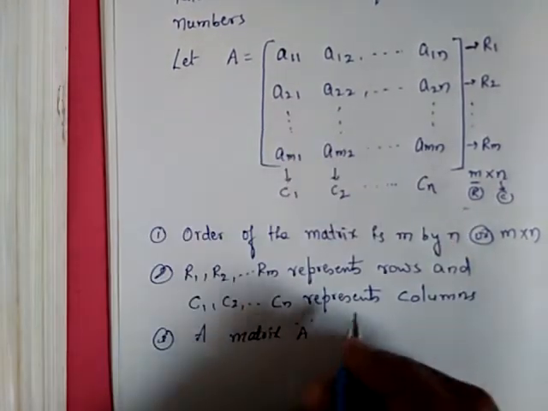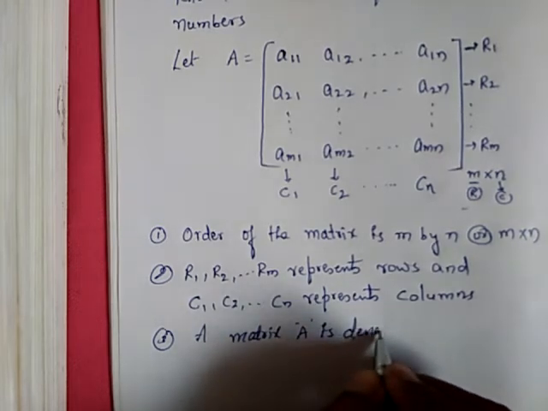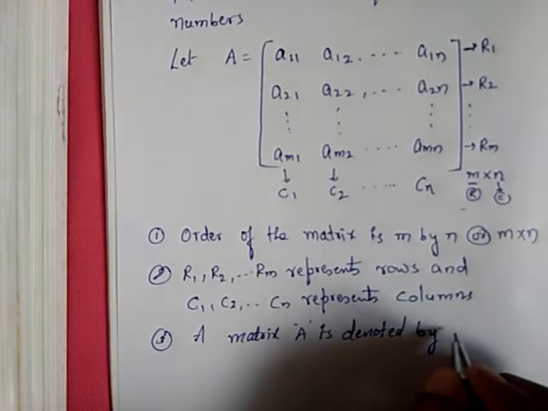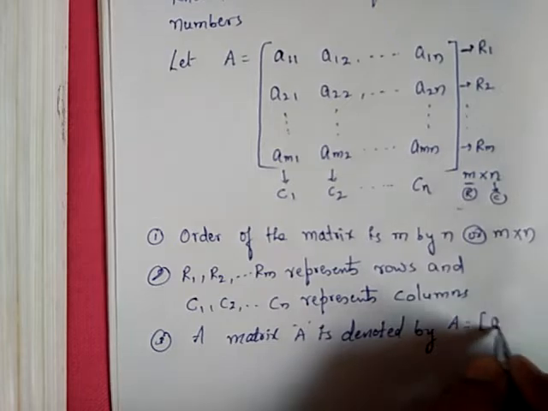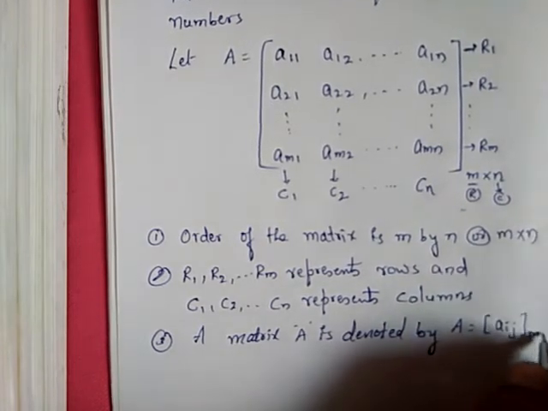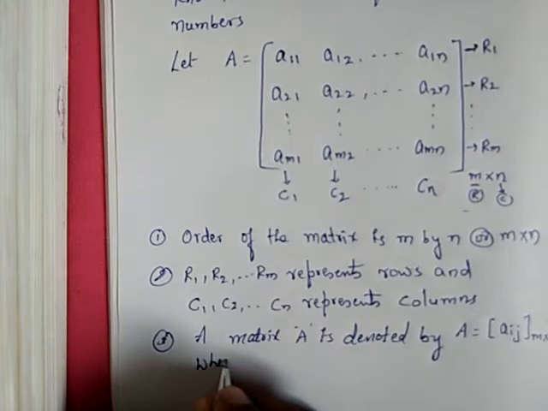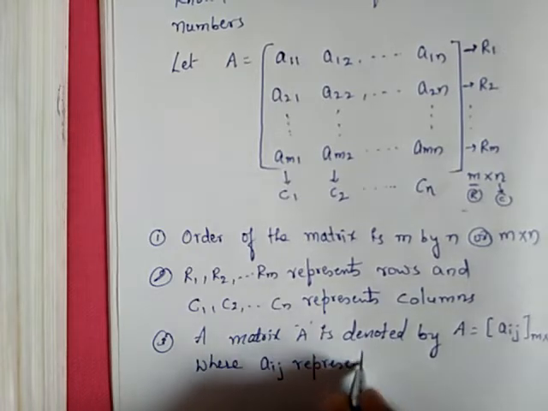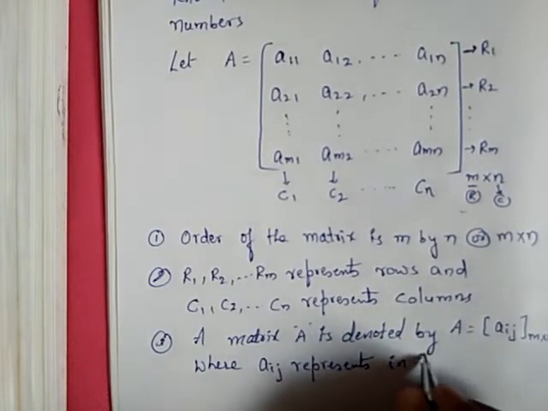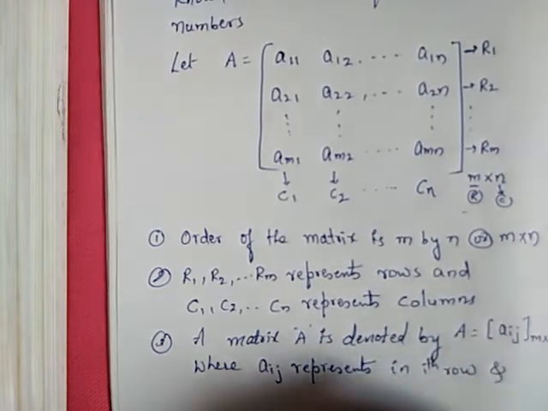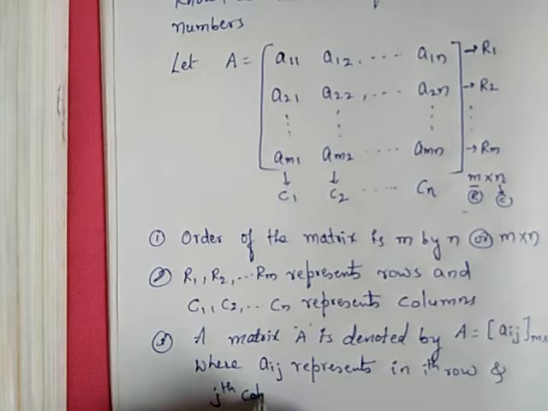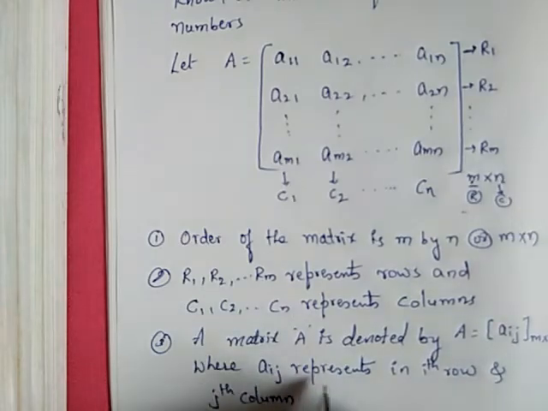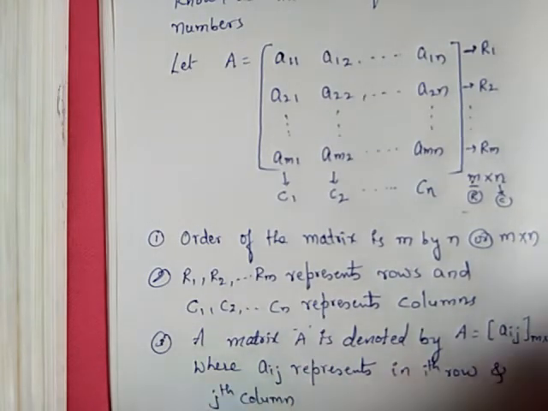Okay, next third point we can say here, a matrix A is denoted as A is equal to Aij, m by n, where Aij represents the element in the ith row and jth column. So this is the ith, I into j you can write like this. Okay, ith row and jth column, that I will explain.